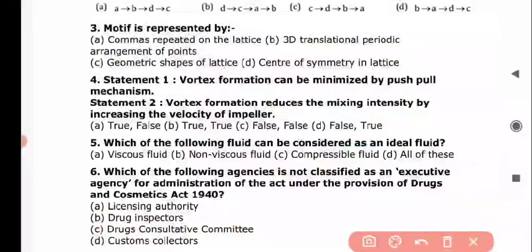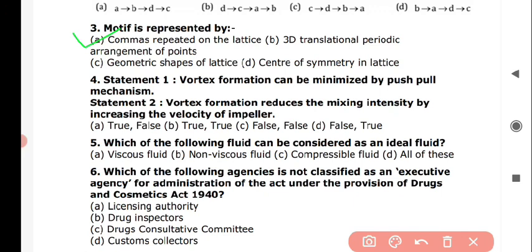Next question is, motif is represented by, and the correct answer is option A, that is commas repeated on the lattice. Next question is a statement based question. In this question the two statements are given, and statement 1 is vortex formation can be minimized by push pull mechanism, and statement 2 is vortex formation reduces the mixing intensity by increasing the velocity of impeller.